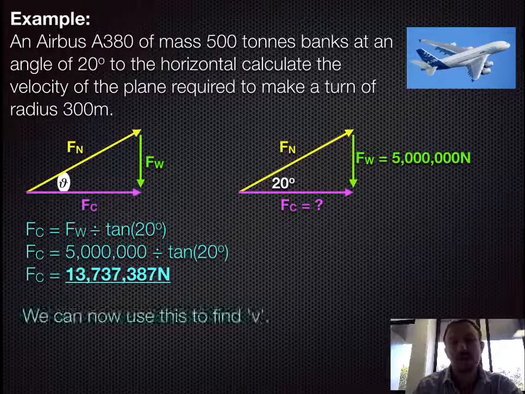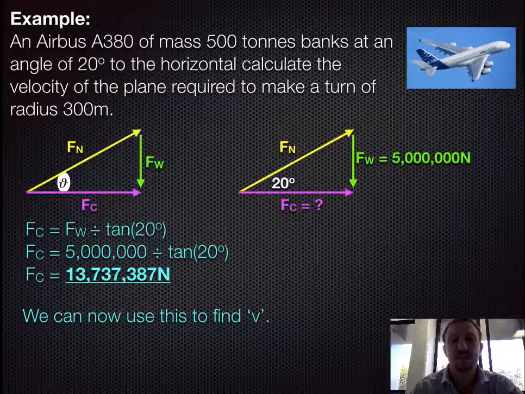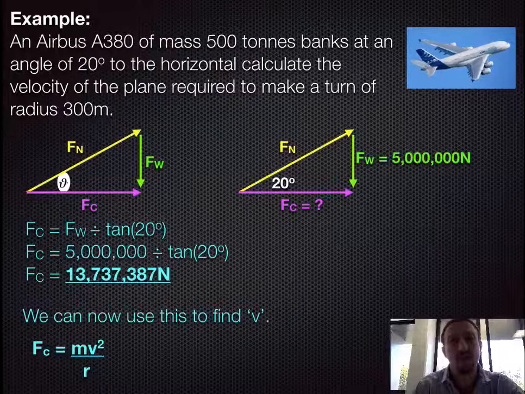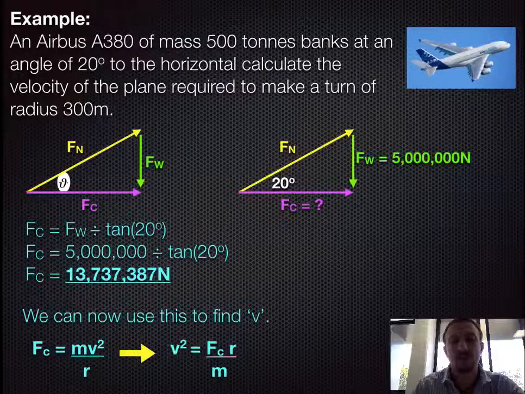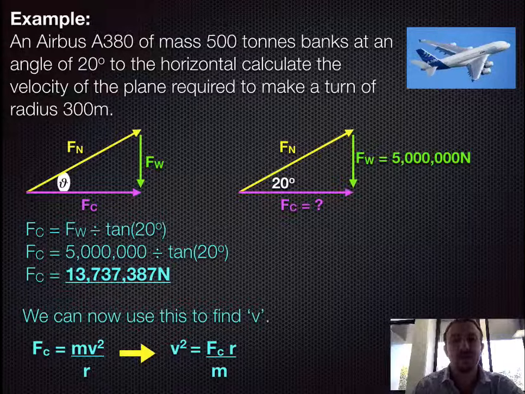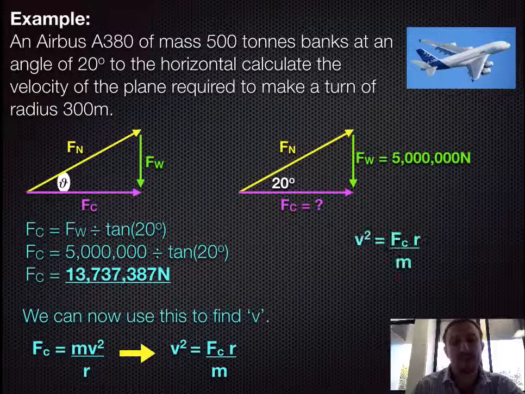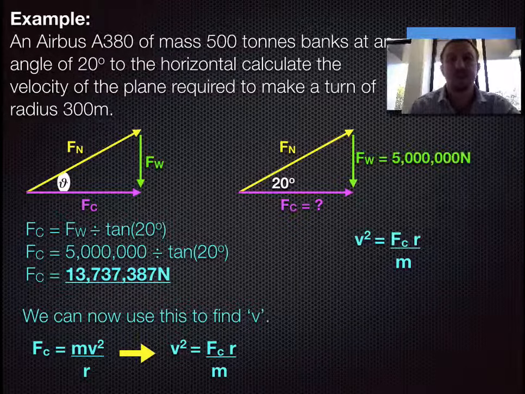So now I know my centripetal force. We can now use this to calculate v. So I know the centripetal force is mv squared over r. I can rearrange this to get v squared. So v squared will be the centripetal force times the radius divided by the mass, and then I'll just square root it to get the final answer.